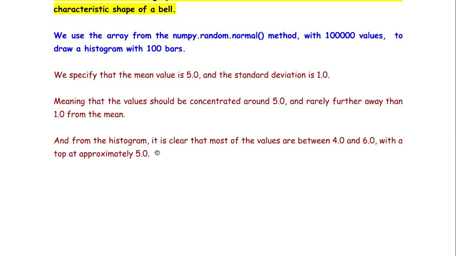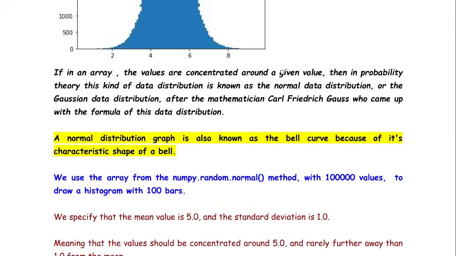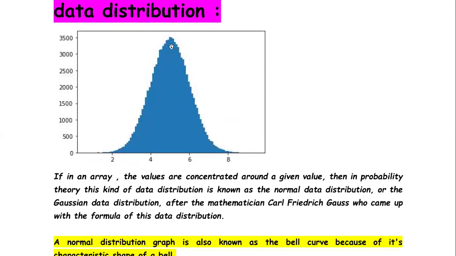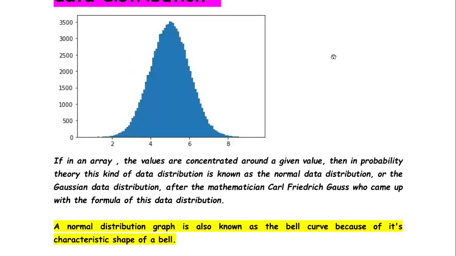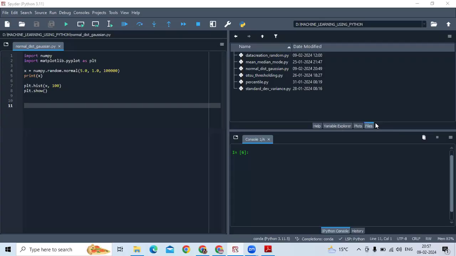Got it? Now, from the histogram, as I have already shown you in the diagram, most of the values are concentrated between 4.0 and 6.0, with the top at approximately 5.0. Now let me show you the practical. For that, I'm going to open Spyder.